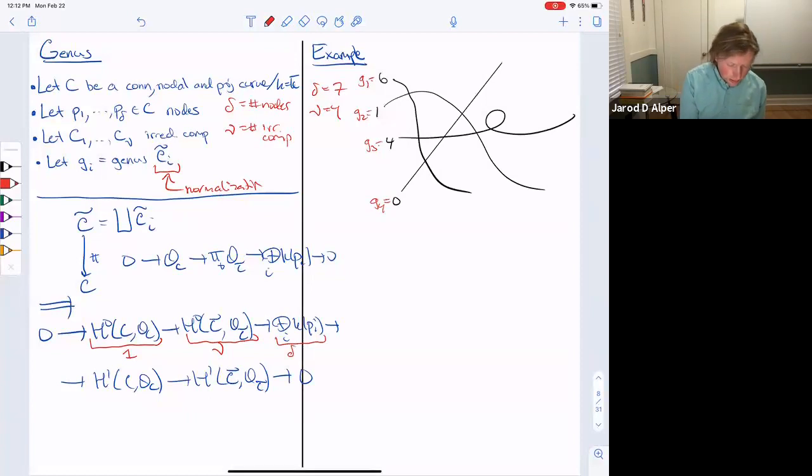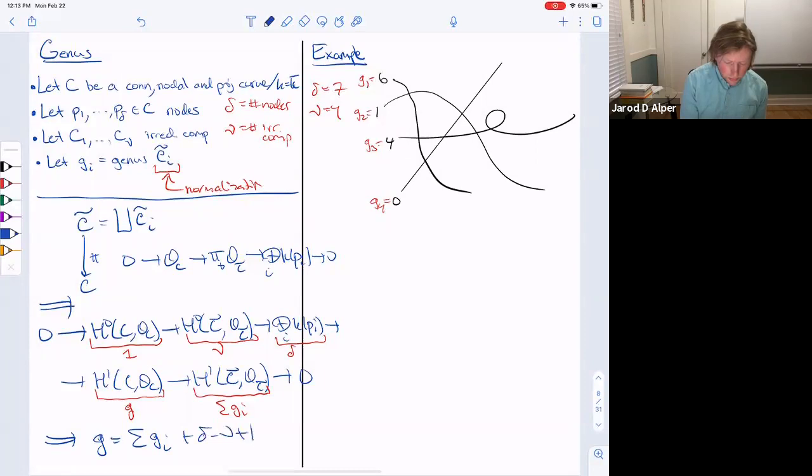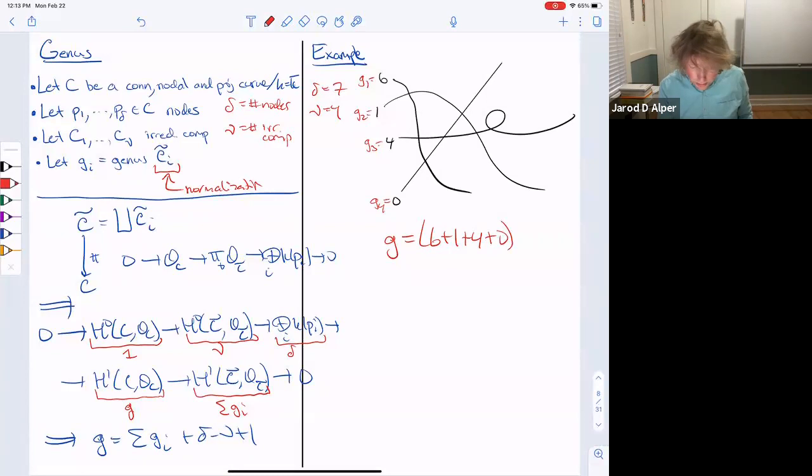That's delta. The dimension of this is the definition of the genus of C. And since C tilde is the disjoint union of these C tilde i's, this is the sum of g_i's. And so putting this all together tells us that the genus of C is the sum of the geometric genus of the components plus delta minus mu plus one. And so in this example, if we compute the genus, we take the sum of the components, 6 plus 1 plus 4 plus 0, and then I'm adding in delta, subtracting mu, and then adding a 1. And this is 7, 11, plus 4, 15.